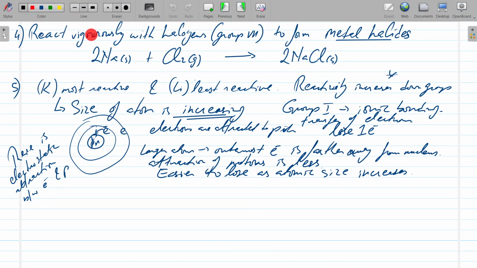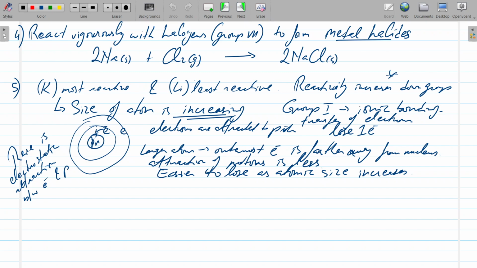These metals react vigorously with halogens to form metal halides. Right, so halogens are the elements in group 7, and they require just one electron to complete their shell, so they're the ones gaining electrons, and the group 1 metals are the ones losing electrons. Classic example is sodium and chlorine, right? So the two of these react to form salts, in this case sodium chloride, which we are very much familiar with as the regular salt that we use, table salt.